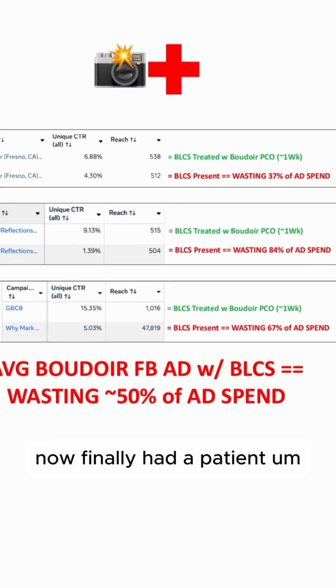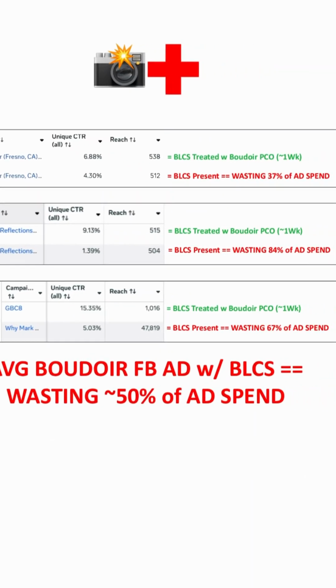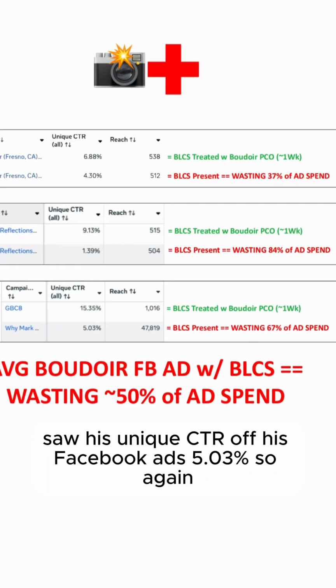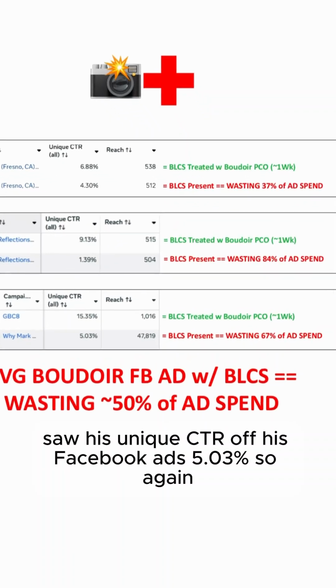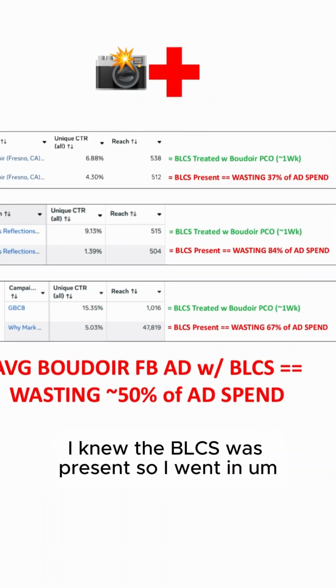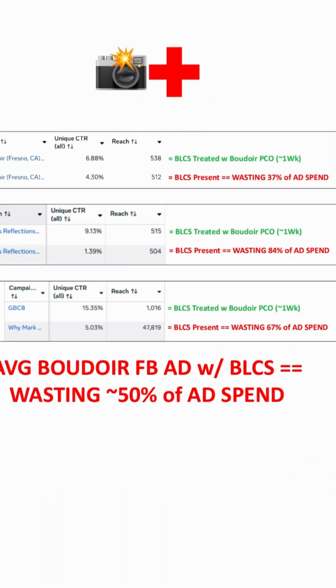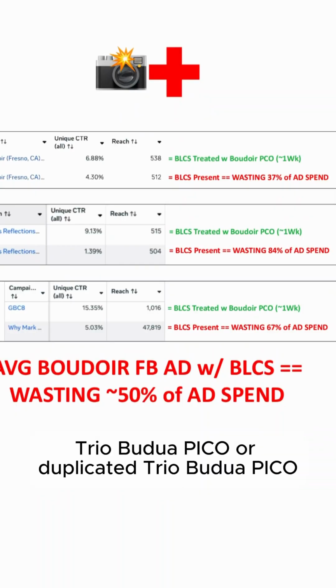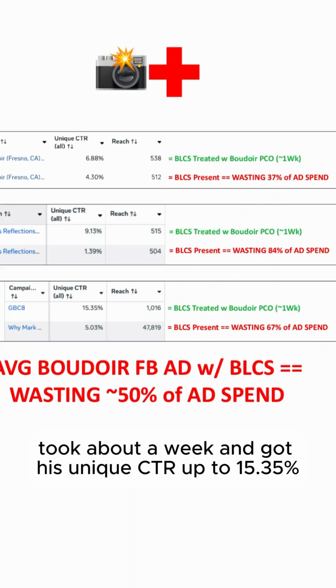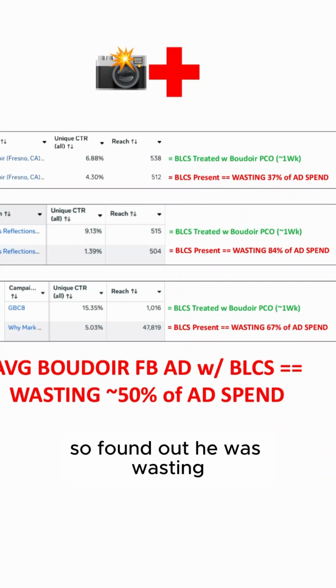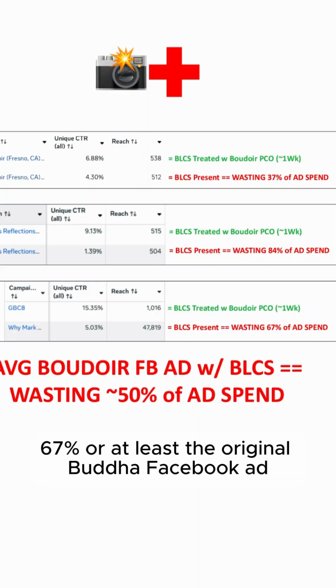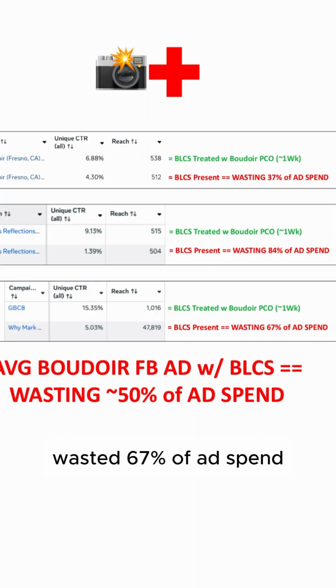Now, I finally had a patient whose unique CTR of his Facebook ad is 5.03%. So again, I knew the BLCS was present. So I went in, duplicated, tried Boudoir Pico, took about a week, and got his unique CTR up to 15.35%. So I found out the original Boudoir Facebook ad was wasting 67% of ad spend.